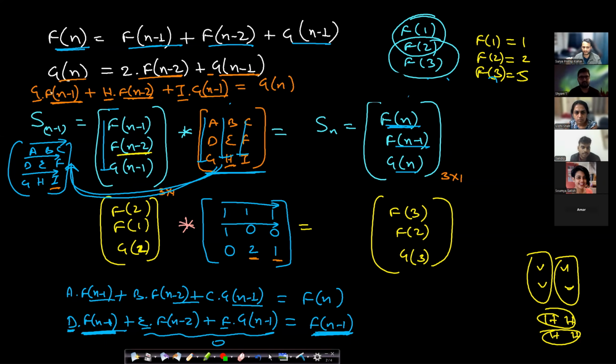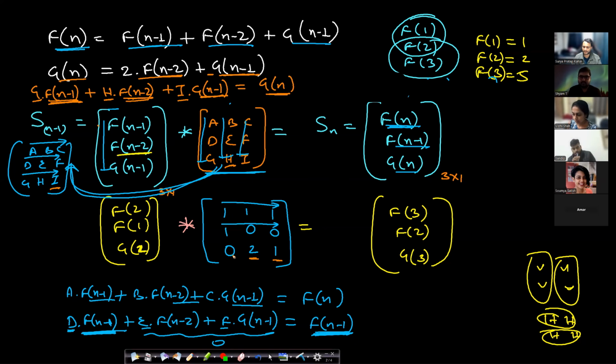I have to nullify that entire thing. Because we were writing for g of n, we had g of n minus 1. We didn't have f of n minus 1, only f of n minus 2 was present. Okay, so with some practice, you will come to know about this. But anyway, these three problems are the main problems in interviews: Fibonacci, Tribonacci, and the tiling problem.